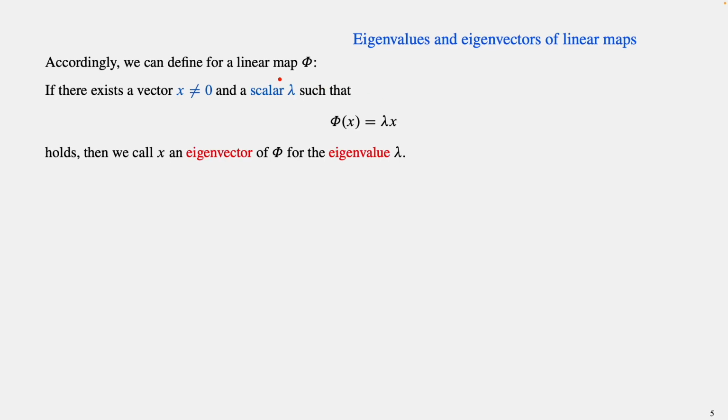Accordingly, we can define eigenvectors and eigenvalues for linear maps. So if our linear map is called phi, then if there exists a vector x that is not 0 and some scalar lambda such that we have phi of x is equal to lambda x, then we call x an eigenvector of phi for the eigenvalue lambda.